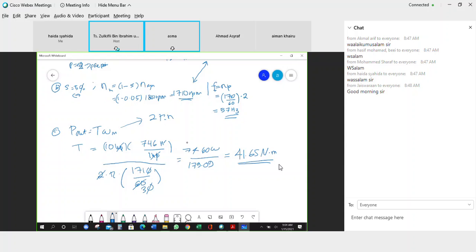Okay, so that's the answer for the shaft torque where the motor is running at rated load.